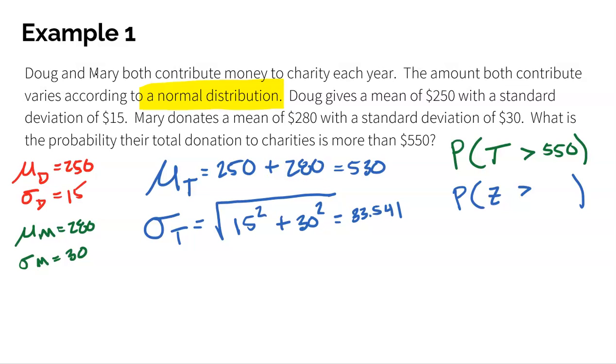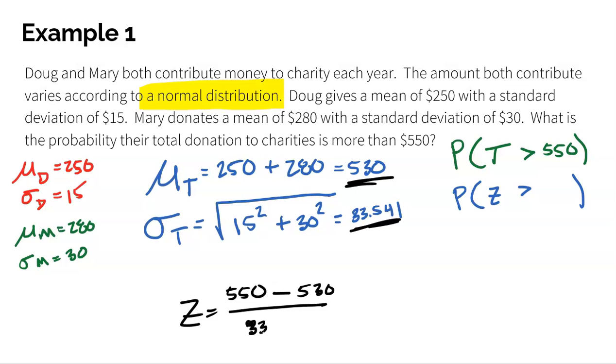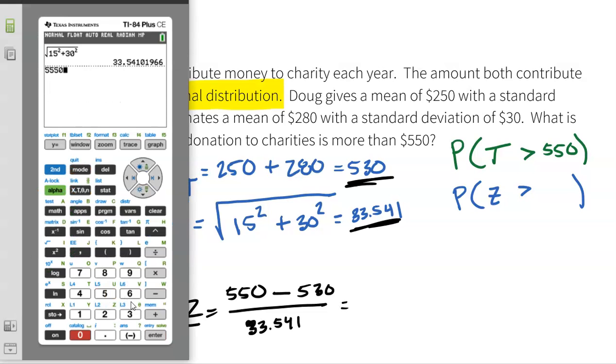So the last piece of this puzzle here is I need that z-score, because now that I know the mean and the standard deviation for the total, I could find the z-score for a total of 550. But I couldn't do that until I had the mean and standard deviation. So the mean for the total is 530. The standard deviation for the total is 33.541. So now I'm going to go to my calculator to get that z-score. 550 minus 530. Again, where did I get the 550 from? That was the number that the question asked me about. Divided by the 33.541. And I get a z-score of 0.596.